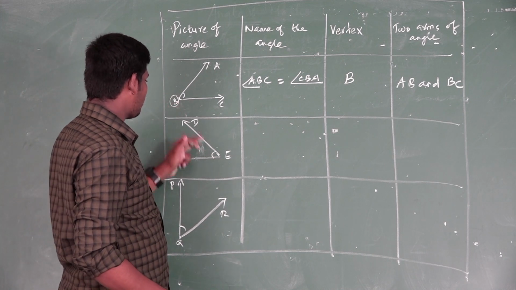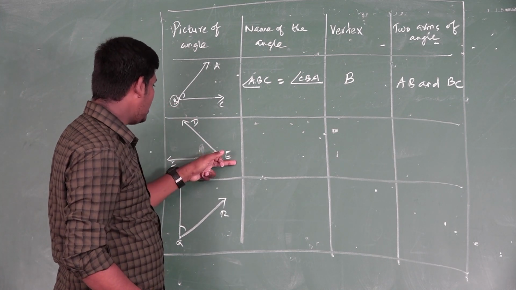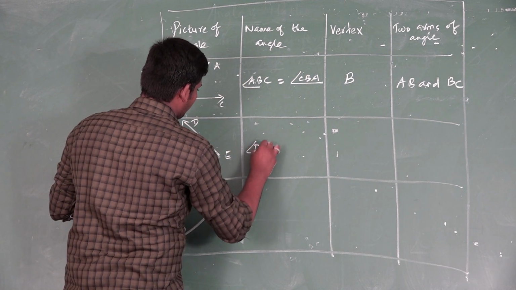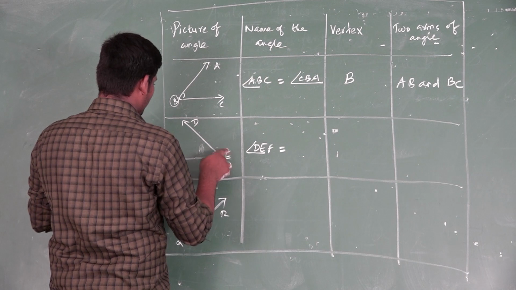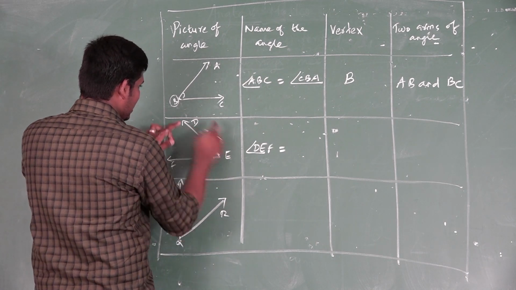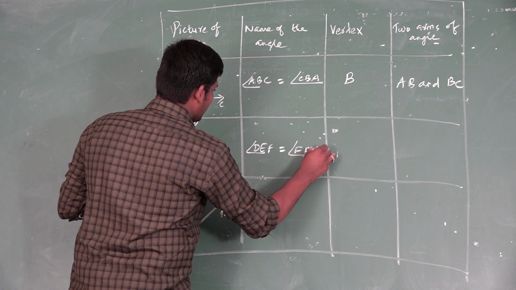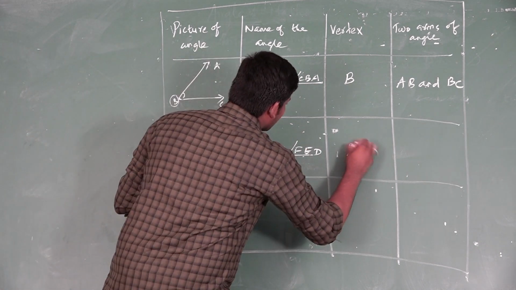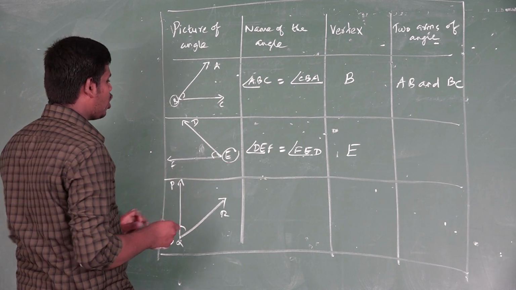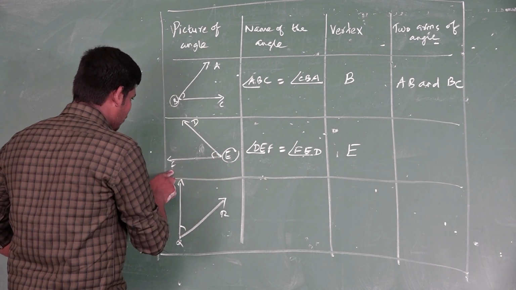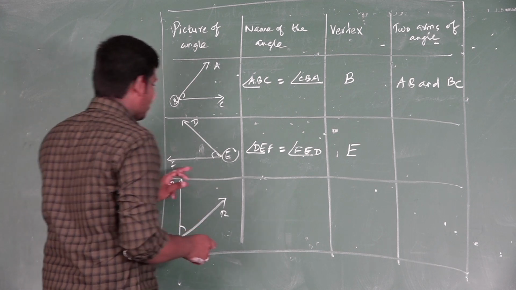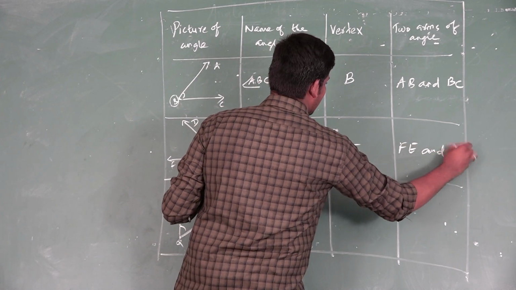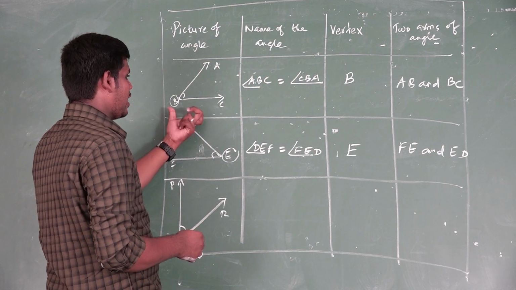Likewise we write for the next problem. Here given DEF. Name of the angle: DEF, or likewise FED. The vertex point in between is called what? E. The vertex point is E. Two arms of the angle: EF is one arm and ED is the other arm. So FE and ED are the two arms of the angle.